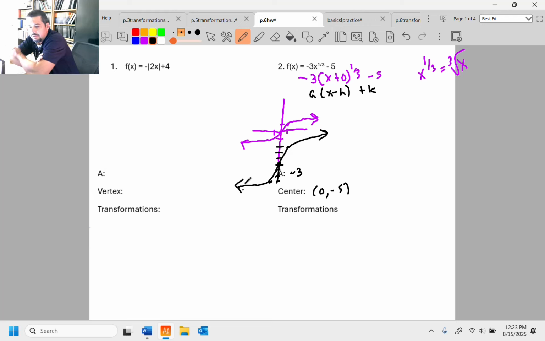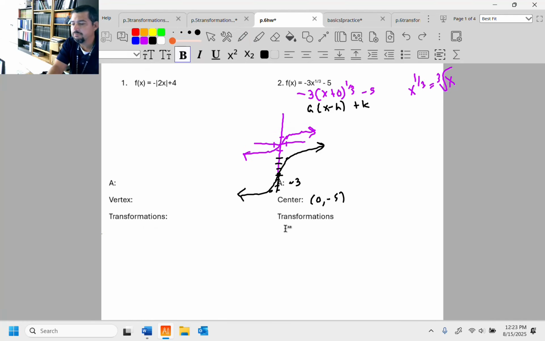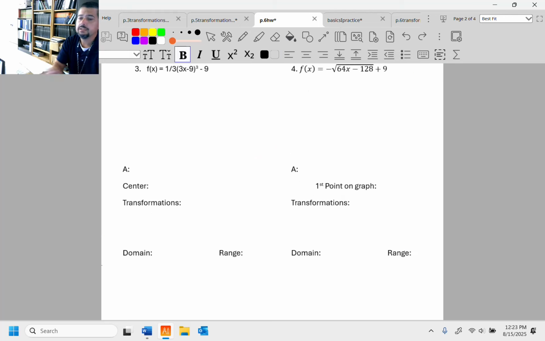Now, what transformations do I see? I'll type this for your sake. I see that there is a vertical shift or translation down 5. And I see that the kid is taller. So I see that there is a vertical stretch with a factor of 3. It's 3 times the height. It's not hard stuff.